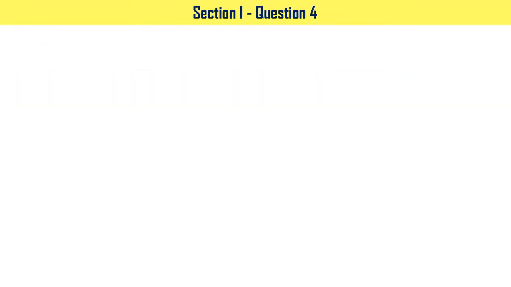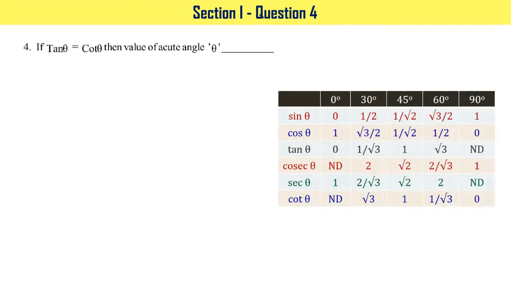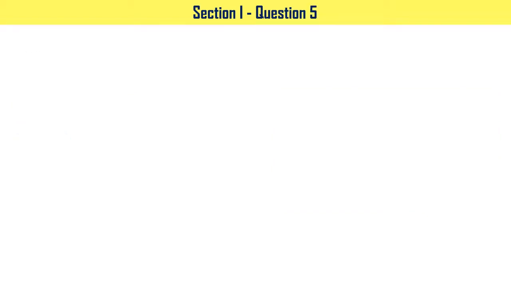Question number 4. If tan theta equal to cot theta, then the value of acute angle theta is what? From this table, you can see that tan 45 degrees is 1 and cot 45 degrees is also equal to 1, right? It means the theta we are looking for is 45 degrees. Now let's go to the next question.